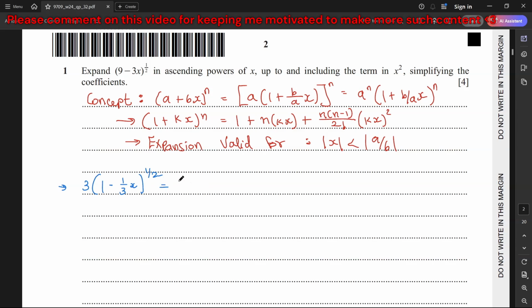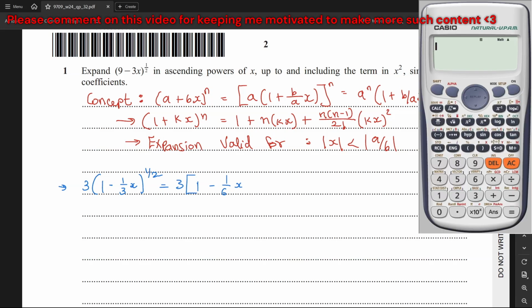So I'll just keep 3 outside of my bracket. And inside the bracket, I'll have my first term as 1. The second term is n into kx. So half into minus 1 by 3 into x, which is minus 1 by 2 into 3, is 6. So minus 1 by 6 x. And then I'll need to take out my calculator now. And over here I'm having n. N is what, half? So 0.5 into n minus 1, which is 0.5 minus 1, n into n minus 1 by 2 factorial. And if I do this, I also need to multiply this with k square x square.